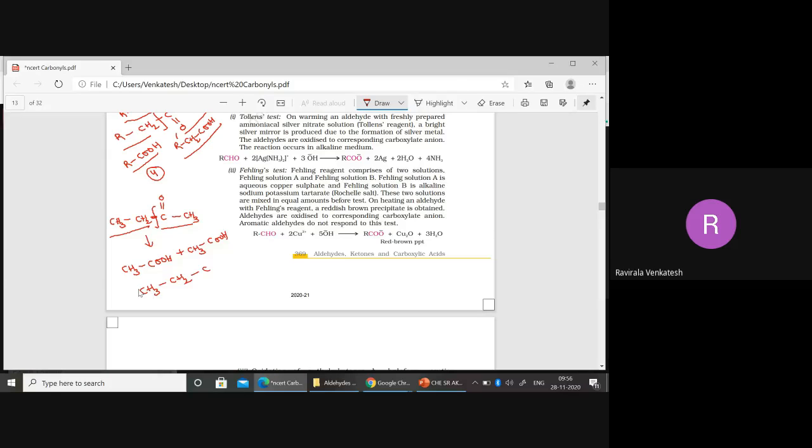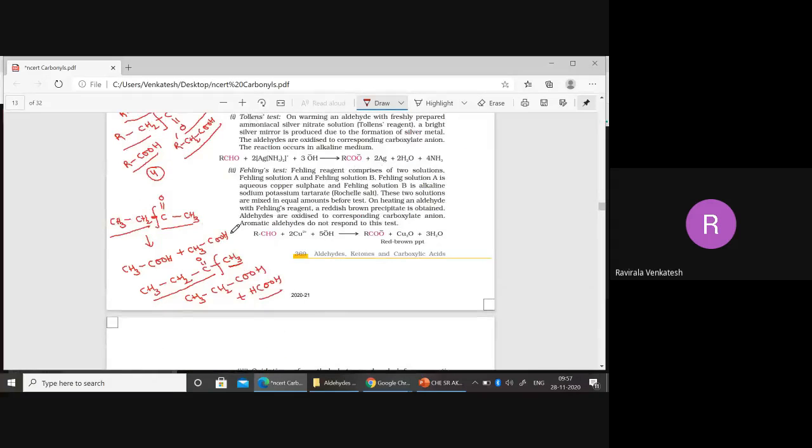Otherwise, if I cut like this, CH3, CH2, C double bond O, C, this part will convert into a carboxylic acid, CH3CH2COH, and here only one carbon is there, which is also converted into a carboxylic acid. Okay, this is about the oxidation of aldehydes and ketones. Aldehydes give only one product, whereas ketones give several products. Understood? Everyone?